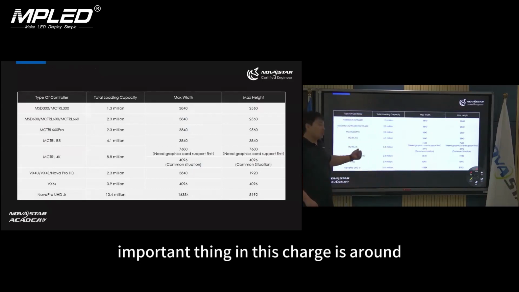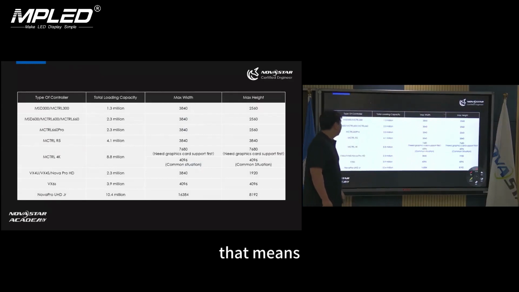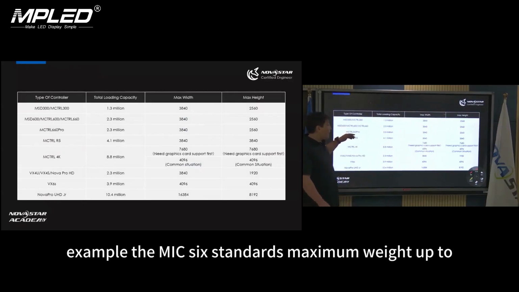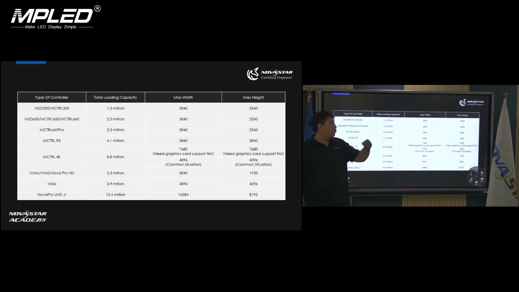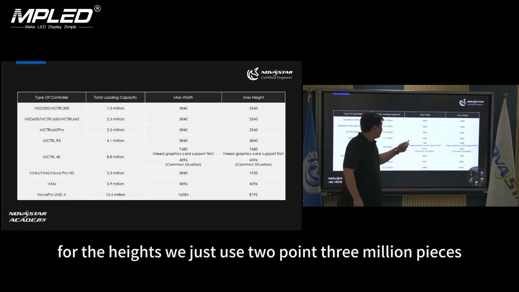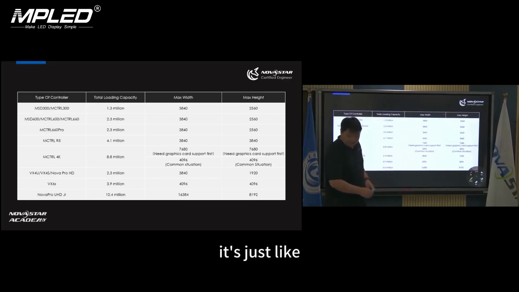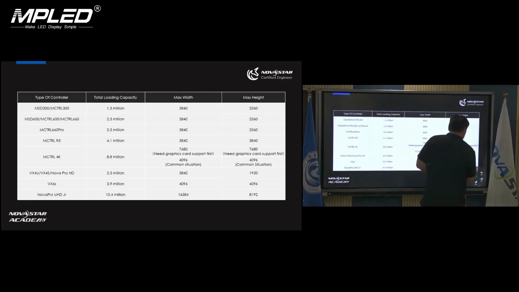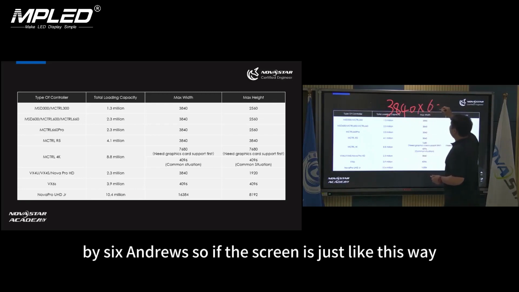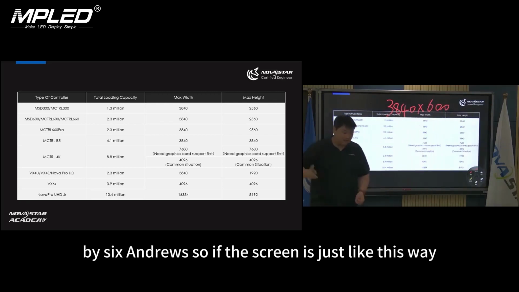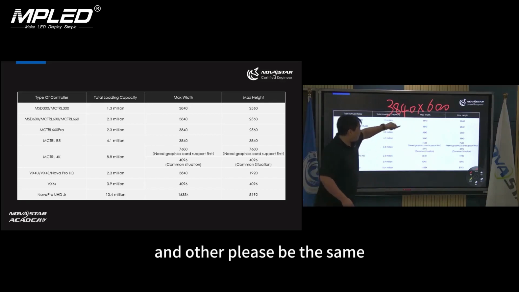The most important thing in this chart is the maximum width and the maximum height. For example, for the MIC 600, the maximum width is up to 3840. That means your screen cannot exceed that width. For the height, we use 2.3 million pixels divided by 3840, and then we get the height. It's about 3840 by 600. So if the screen has that kind of resolution, we can use the MIC 600. And the other ones are the same.